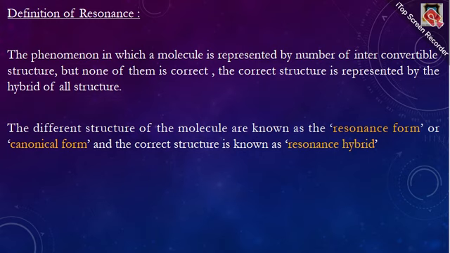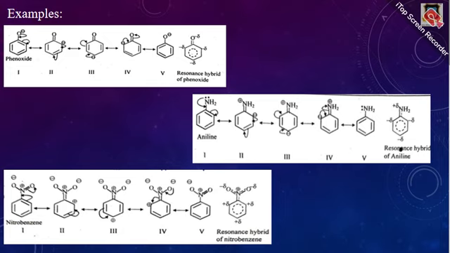Definition of resonance: the phenomenon in which a molecule is represented by a number of interconvertible structures, but none of them is correct. The correct structure is represented by a hybrid of all structures. The different structures of a molecule are known as resonance forms or canonical forms, and the correct structure is known as the resonance hybrid. These are the examples of resonance. First is the phenoxide ion, where O minus exerts plus R effect and the benzene ring exerts minus I effect. Therefore, this is the delocalization of electrons.